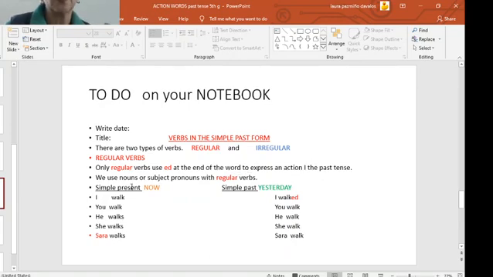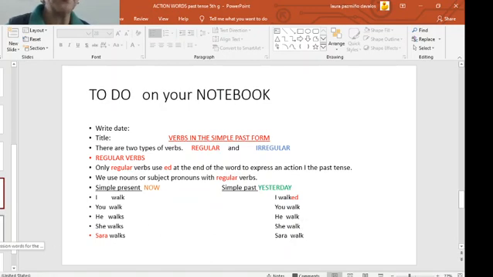We use nouns, or subject pronouns with regular verbs. Miren esto. I walk, you walk, he walks, she walks, Sarah walks. Yesterday, I walked. Ustedes van a completar esto. You have to complete this. Ustedes me completan esto. Les dejé para que completen. ¿Ok? Y van a hacer esto.